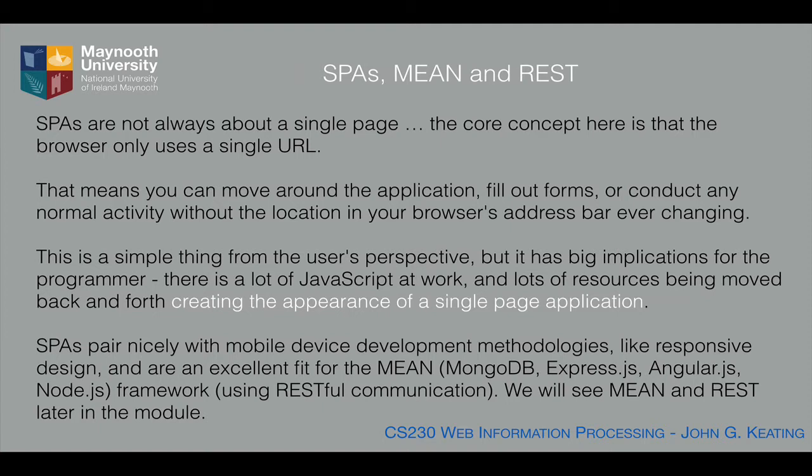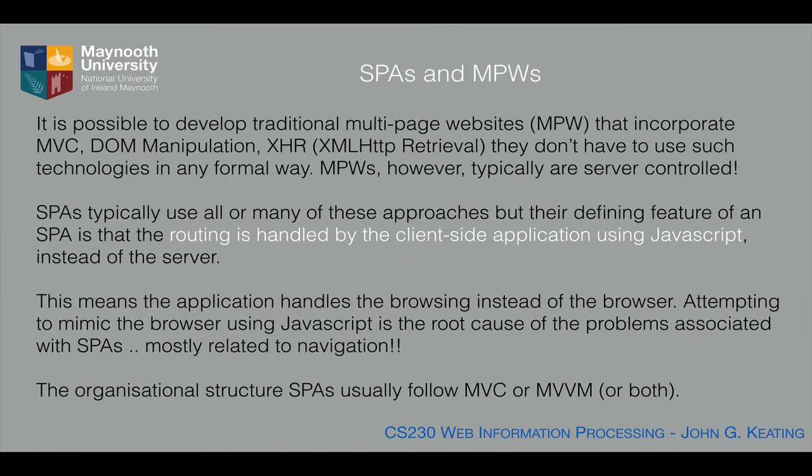They're a really good fit for MEAN, which is MongoDB, ExpressJS, AngularJS, and Node.js. It's a framework that we use for designing client-server apps and using RESTful communication, and that's the get, post, put, options type stuff that we saw earlier with HTTP. We'll see about REST and MEAN a little bit later in the module. But for now, we just want to note the distinction between SPAs and MPWs, which are multi-page websites. They also can incorporate MVC, DOM manipulation, and Ajax, but they don't have to use these technologies in any formal way.